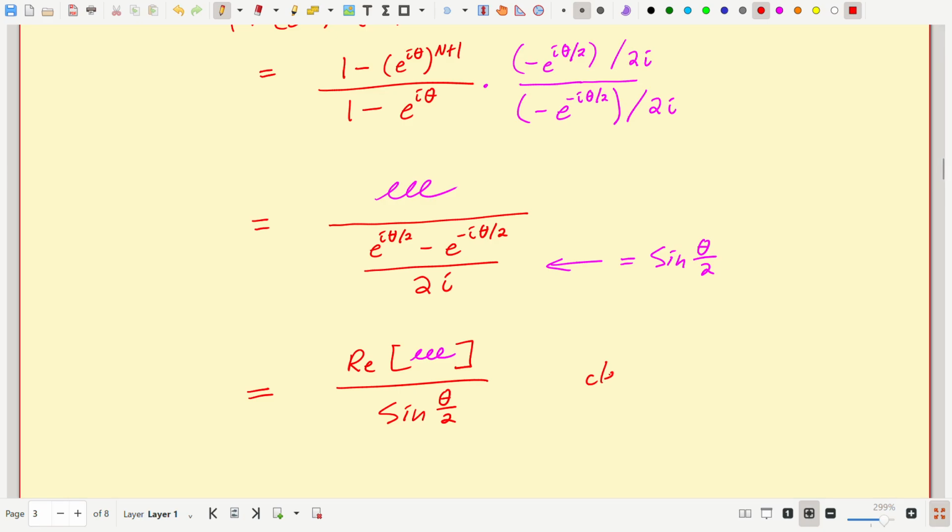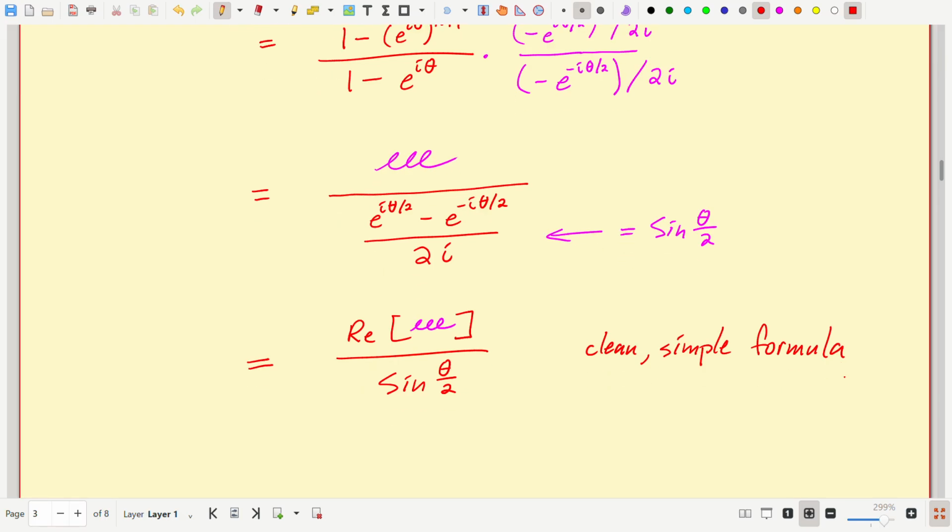So, clean and easy formula. Clean, simple formula. And putting a 1/2 instead of a 1 there turns out to make it cleaner and simpler. This one would be slightly messier, but certainly within our reach. Questions about that?